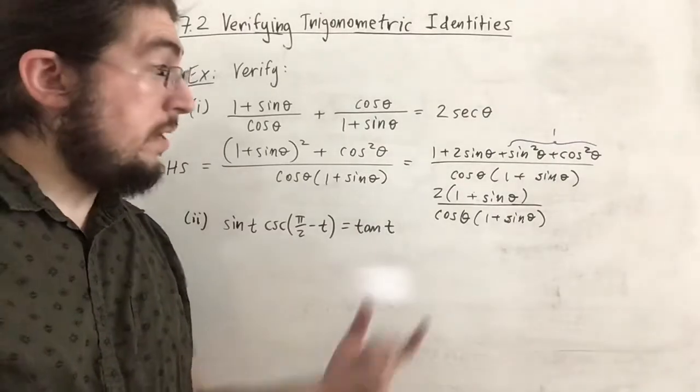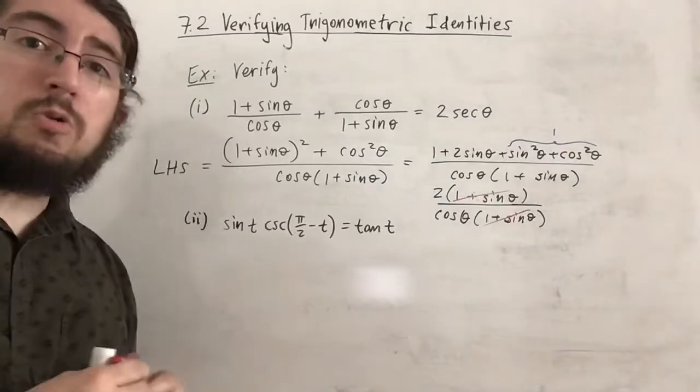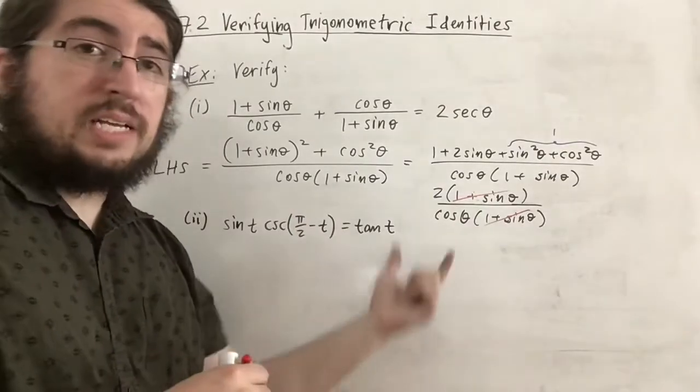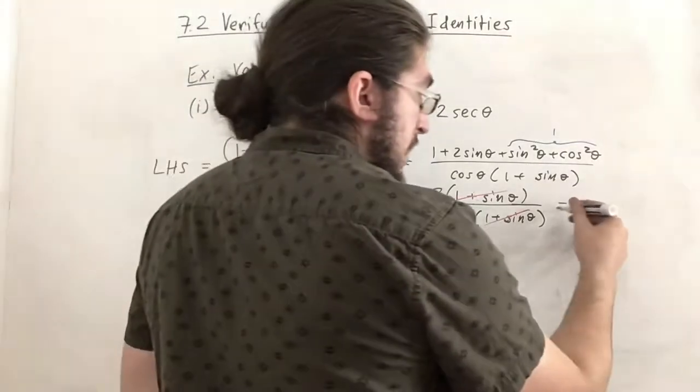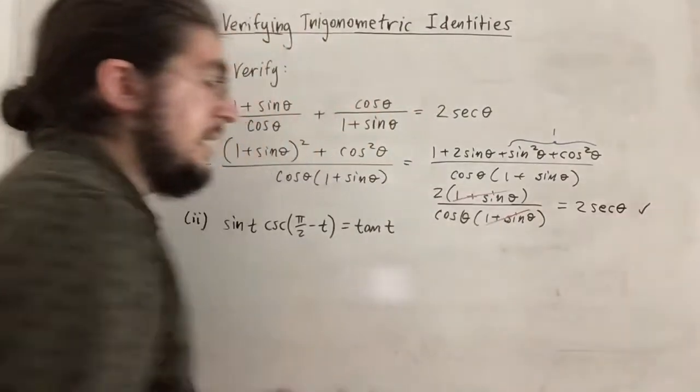And great, now we notice the 1 plus sines cancel out. We get 2 over cosine. 1 over cosine is secant, so we could bring the cosine up as secant. So we get 2 secant of theta, and that verifies the identity.